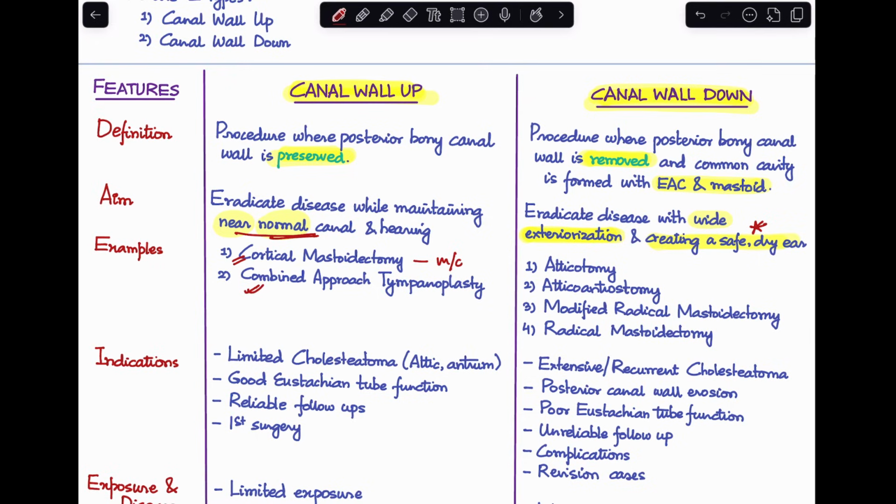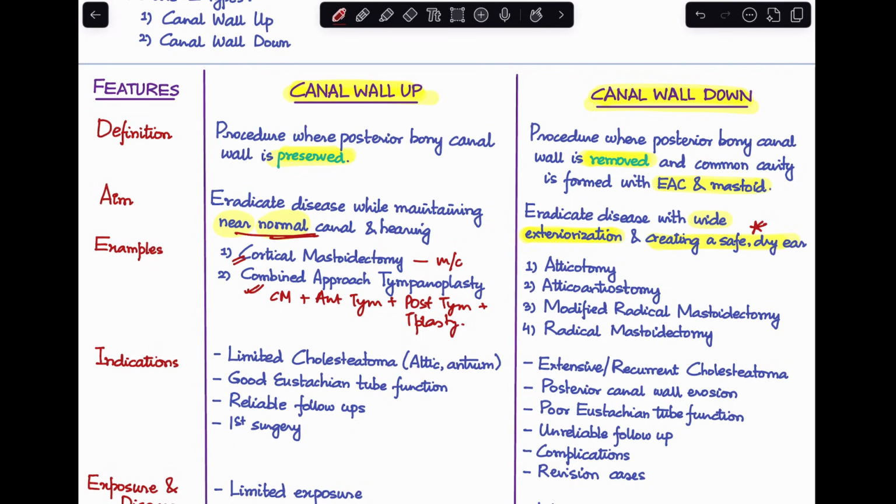So, combined approach tympanoplasty is when you perform a cortical mastoidectomy with an anterior tympanotomy, with a posterior tympanotomy, with a tympanoplasty. That's what combined approach tympanoplasty is. These are the two common canal wall up procedures.